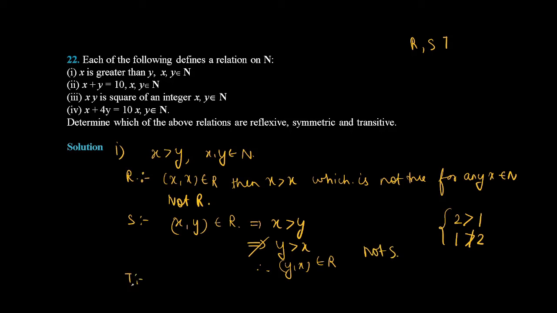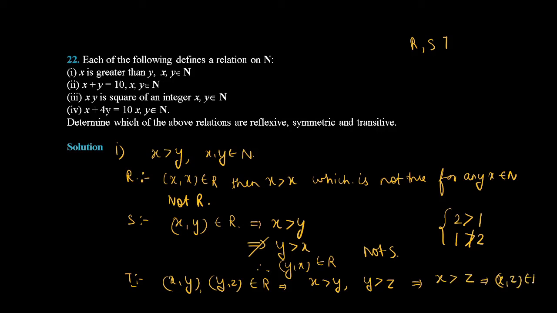Now next, for transitive, let (x, y) and (y, z), these two ordered pairs belong to R. So that means x is greater than y and y is greater than z. So this implies that x will always be greater than z. This implies (x, z) belongs to my relation R. So therefore this relation is transitive. Okay, it is not reflexive, not symmetric, but it is transitive.